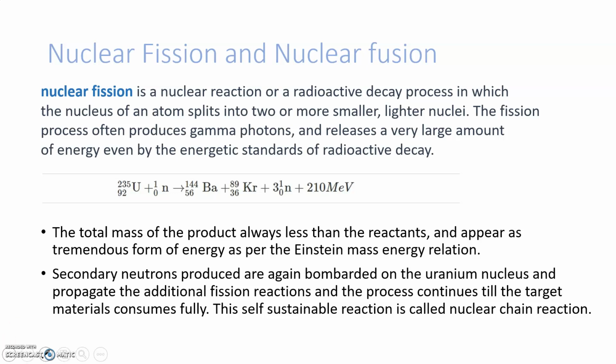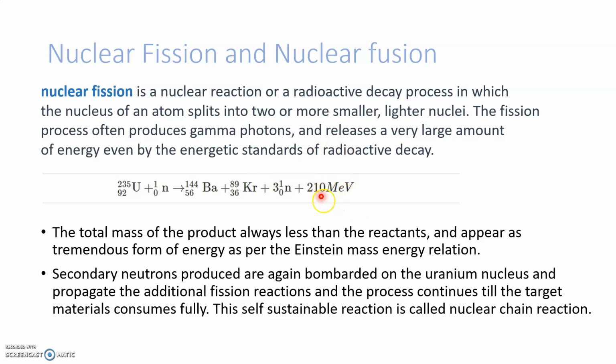Here I am depicting one of the nuclear reactions. Here uranium-235 is bombarded with a neutron. It can split into barium and krypton, along with 3 neutrons and a tremendous amount of energy, that is 210 MeV of energy.